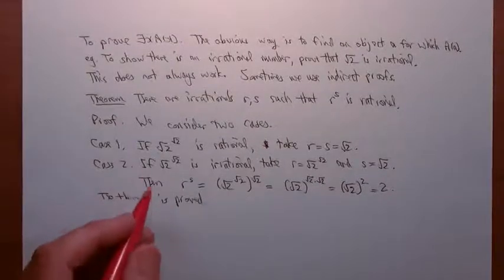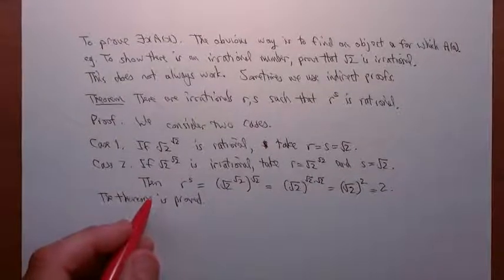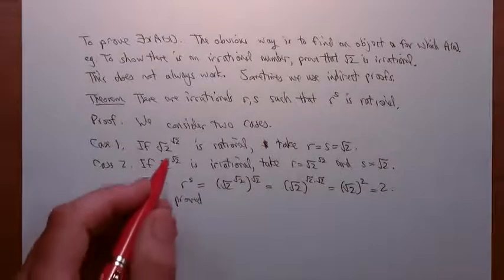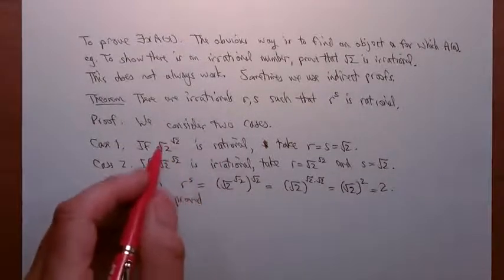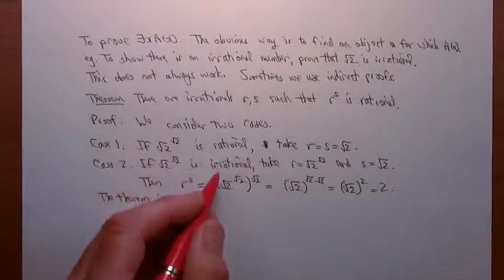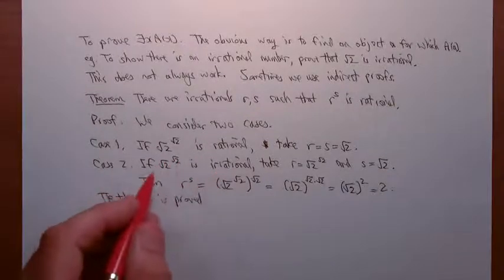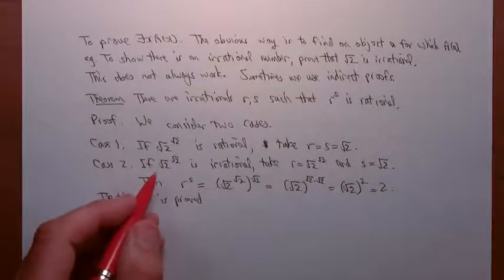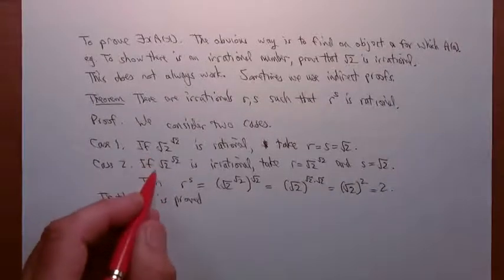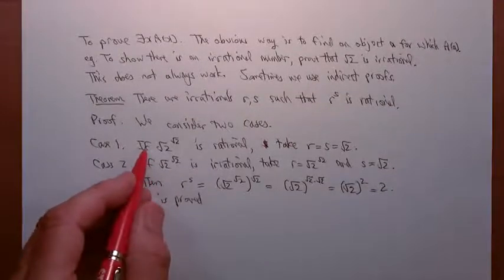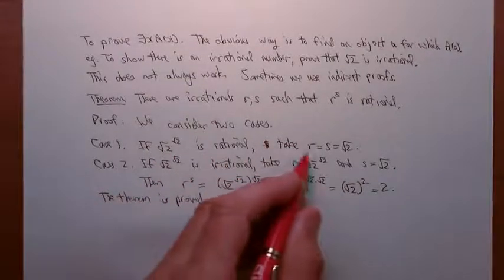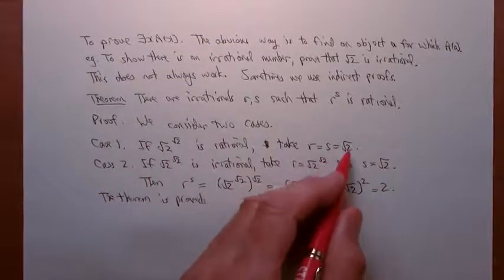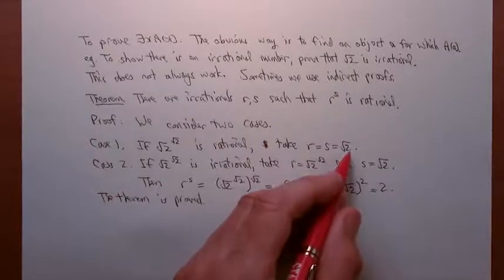I really like this example. It's not just clever, but it's cute. And it's cute because of the way it works. We really don't know whether this number, root 2 to the root 2, is rational or irrational. It's probably irrational, actually, but the point is we don't need to answer that question. We just look at the two alternatives. If it does happen to be rational, seems weird, but if it does, then we can find irrationals r and s with r to the s rational this way.